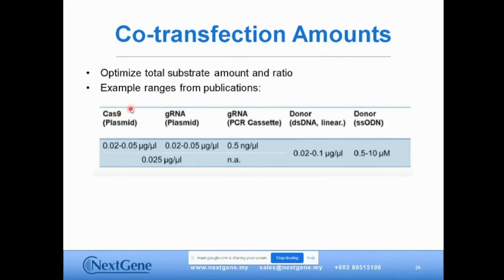Here I would like to show an example range from the publication. For Cas9 plasmid, the concentration used will be between 0.02 to 0.05 microgram per microliter. Guide RNA is also a similar range. And if you are using a donor, then the range will be slightly more, 0.02 up to the level of 0.1. We'll look at the ratio later.